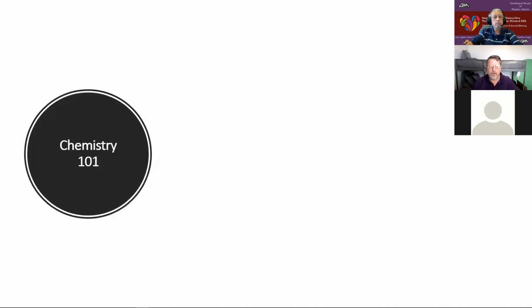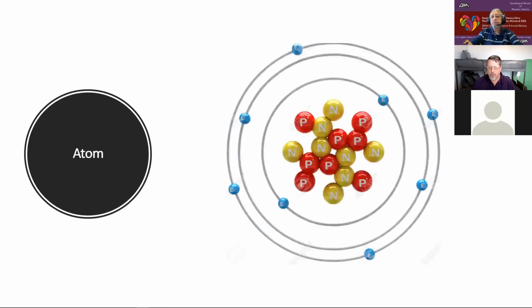All right, so we're going to do a little chemistry 101, and I promise to keep this super painless and simple. So what we have here is an oxygen atom. You can see you have your protons and neutrons in the middle, and you have electrons on the outside. That's all you need to know.